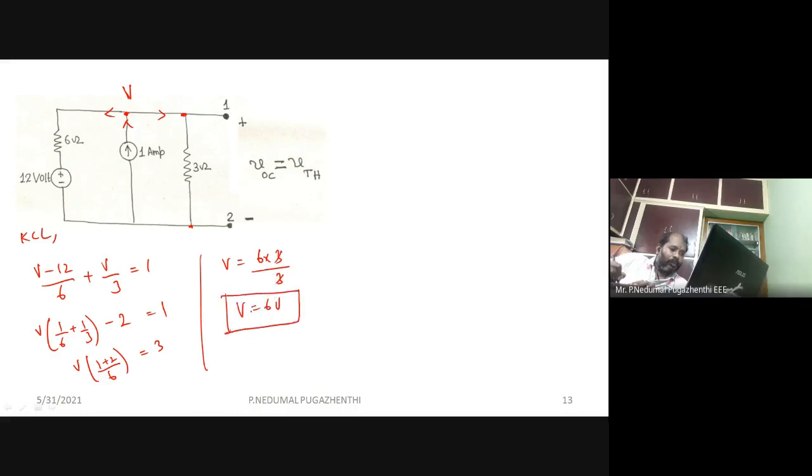Check that. Hello? Is V equal to 6 volt? Okay. If V is equal to 6 volt, I will use the same to calculate my RThevenin. What is my RThevenin? I will remove my voltage sources and current source. VThevenin is equal to the voltage across this one, which is the same, so I will put this as 6 volt.